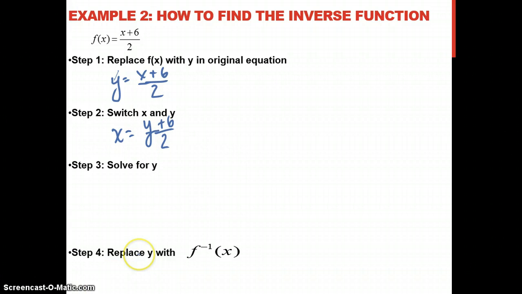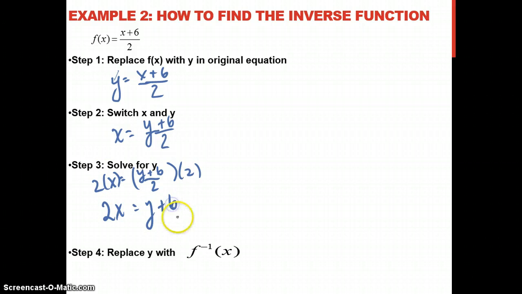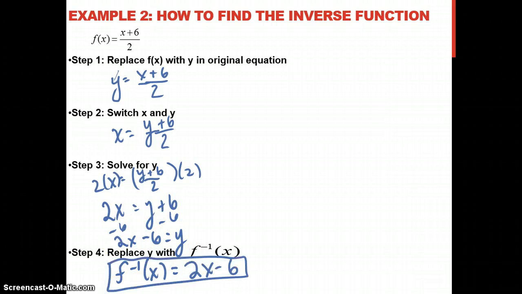Now we use algebra to solve for y. We're going to multiply both sides by 2, and end up with 2x equals y plus 6. And subtracting 6 gives us our solution. We're not quite done yet. Right now we just have y equals. So our final step is, instead of y, we are going to write the inverse of x. Here it was y equals this piece. So now it's the inverse of x equals that piece.